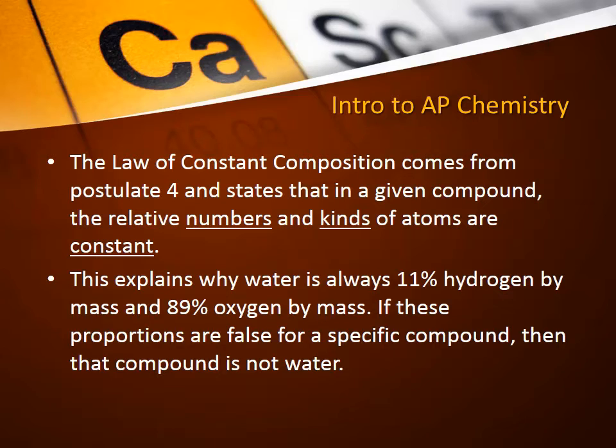First off, we actually get the law of constant composition from postulate 4. This states that in a given compound, the relative numbers and kinds of atoms are constant, which sounds a lot like what he just said. This explains, however, why, as mentioned before, water is always 11% hydrogen and 89% oxygen by mass. If these are false for a specific compound, it is simply not water. There's no give and take on this. It's either 11 and 89% or not water.